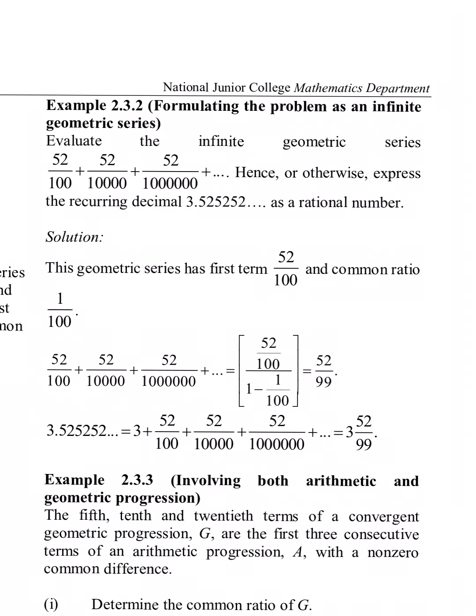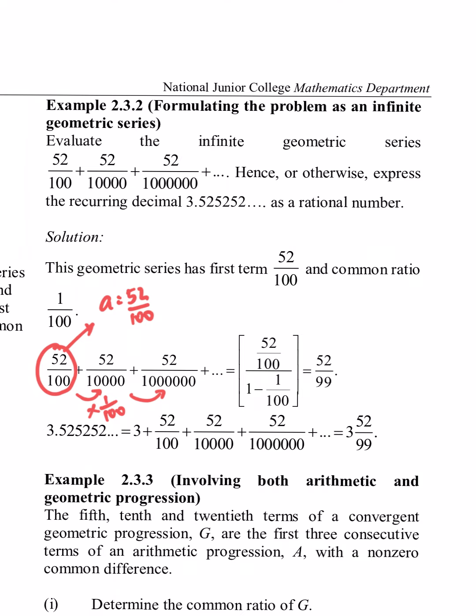In this example, we are supposed to evaluate the geometric series. So by observation, you can see very clearly that the first term is 52 over 100. And we also observe that the common ratio is 1 over 100. This is an infinite geometric series.